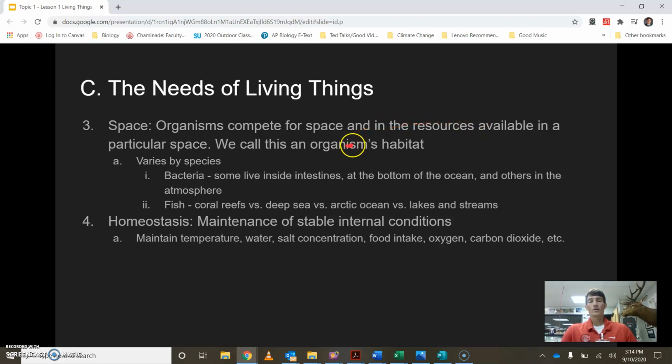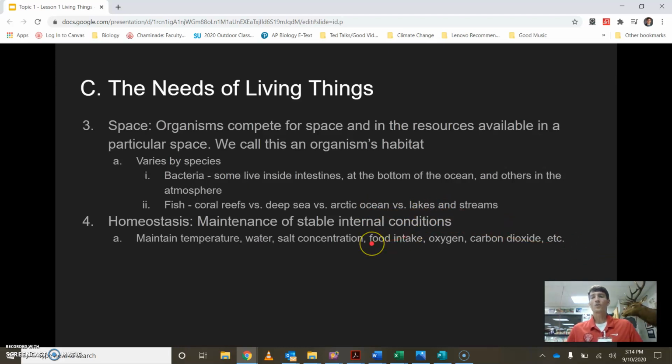Wherever an organism lives, we call that its habitat. So a bacteria might live on the inside of someone's intestines, at the bottom of the ocean, up in the atmosphere, or just on the surface of something's skin. Fish, on the other hand, as another example, can survive in coral reefs in the tropics, at the deep bottom of the ocean, in the Arctic Ocean, lakes and streams, and many other places.